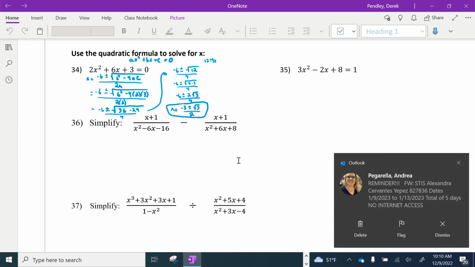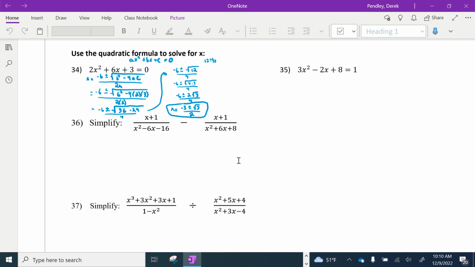Next up, I have to have it equal to 0. So I have to subtract 1 from both sides. When I do that, I get 3x squared minus 2x plus 7 is equal to 0. Now I can use the quadratic formula.